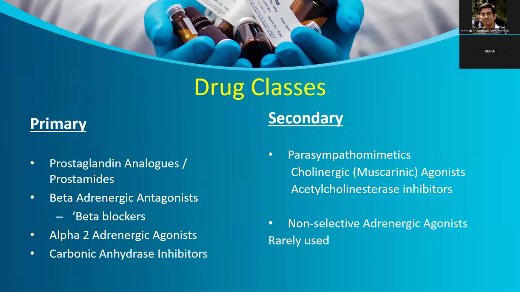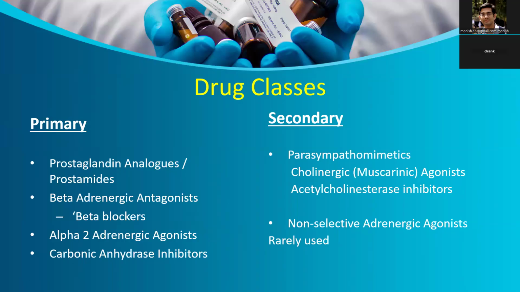Now coming to the major drug classes for glaucoma, we can see that the primary or the most important ones are the prostaglandin analogs, beta blockers, alpha agonists, and carbonic anhydrase inhibitors. These are the primary drug classes. And then there are secondary drug classes, which are used as add-on drugs to the primary ones, which include acetylcholinesterase inhibitors or cholinergic agonists, and very rarely non-selective adrenergic agonists are used. They are not used commonly because of their adverse effects.